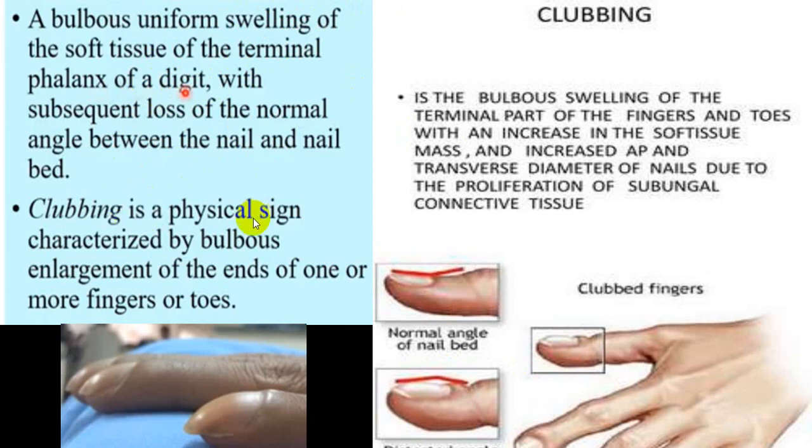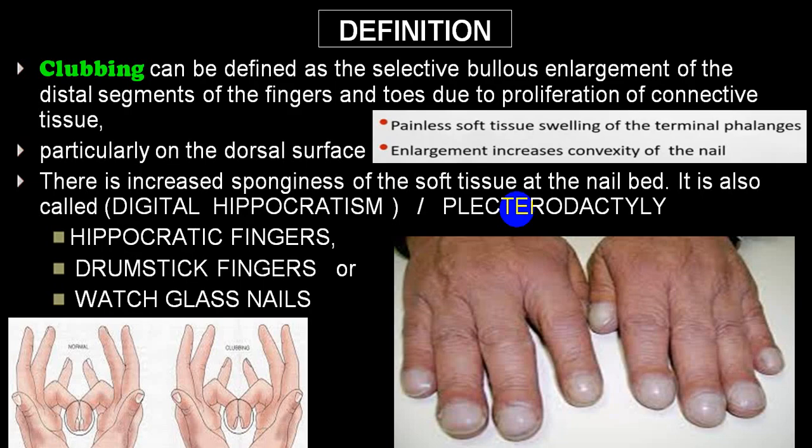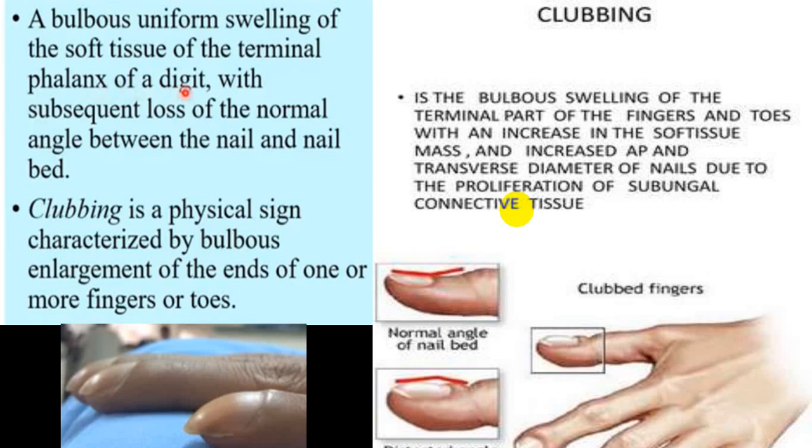Basically, clubbing is a physical sign characterized by bulbous enlargement of the end of one or more fingers or toes. Same definition: it is a bulbous swelling of the terminal part of the finger and toes with an increase in the soft tissue mass, and an increase in the AP and transverse diameter of the nail due to proliferation of subungual connective tissue, whichever way you define it. Both are the same, meaning there is a bulbous uniform swelling of the terminal part of the finger or toes, and that results in sponginess of the nail bed and loss of the angle between nail and nail bed. This is described as clubbing.